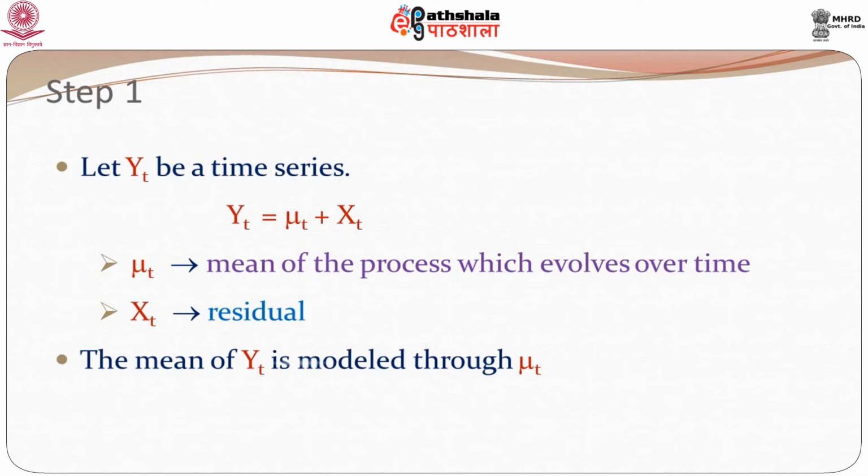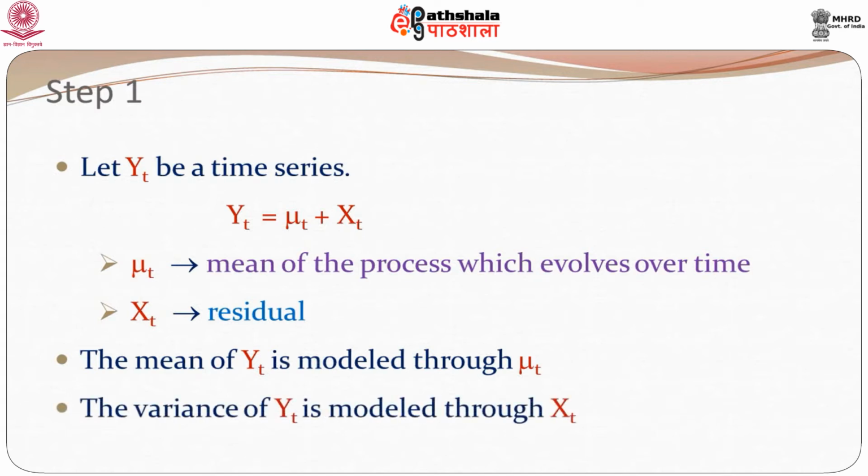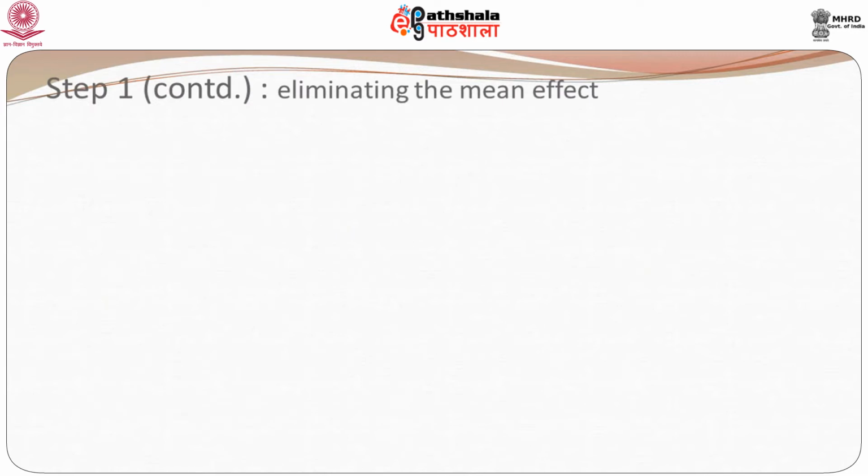Now, when we model y_t, we model the mean of y_t obviously through mu_t, but this is quite obvious. But the other thing which is not so obvious is when we model the variance of y_t, then we need to look at x_t, because mu_t is a constant and all the variability that y_t has would be coming in through the x_t component. So, first of all, we need to estimate and eliminate the mean effect, that is the mu_t effect.